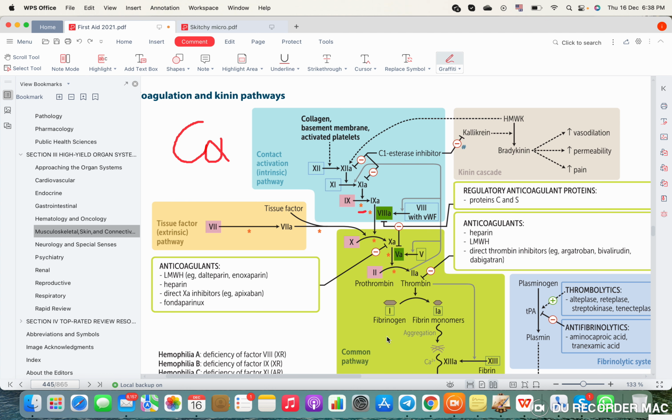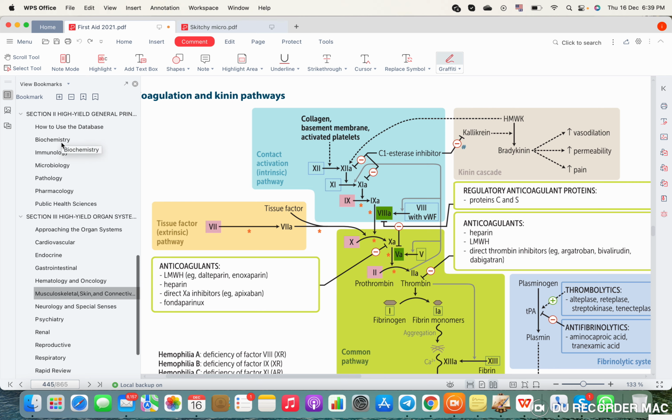Now comes the question, where is factor 3? I cannot see factor 3. So 12, 11, 10, 9, 6, 5, and 4. We just spoke about 4, it was calcium. But where is the 3? Well, it is here. We call it tissue factor. So tissue factor is factor 3. Okay, so let's go back to microbiology.